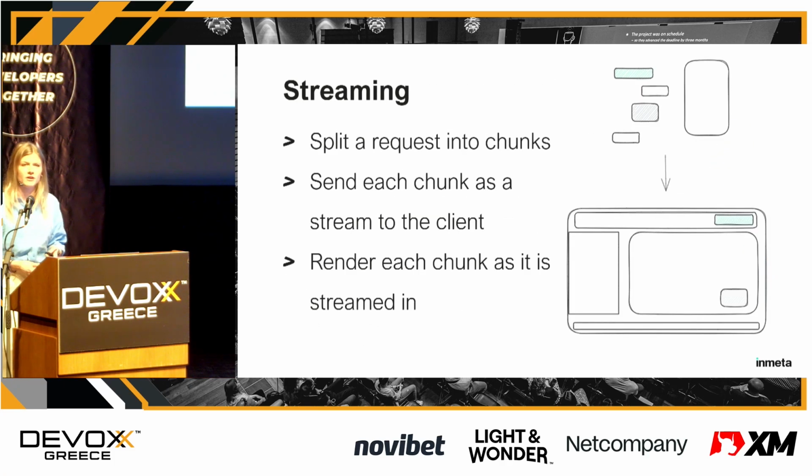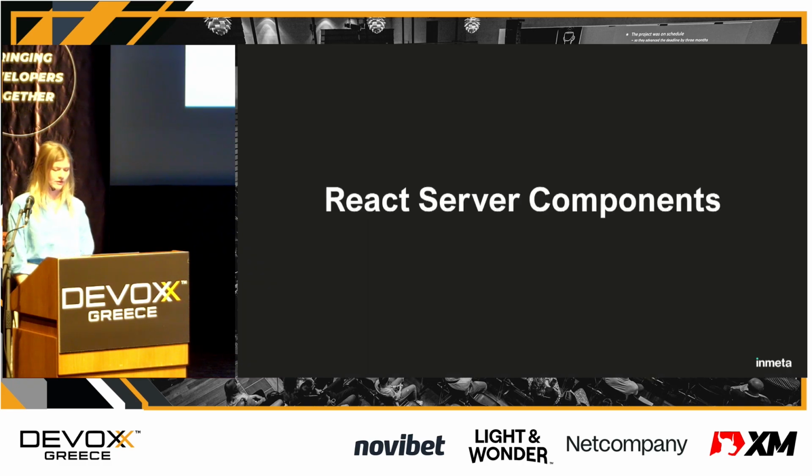Let's also mention the concept of streaming. It's a part of the Fetch API of ES6, and it's available in React 18 and is a big part of React Server Components performance. Streaming allows you to break down a request into smaller chunks and progressively send those chunks from the server to the client, then render each chunk as it's streamed in. We can use it to send components down to the client as soon as they've been generated.